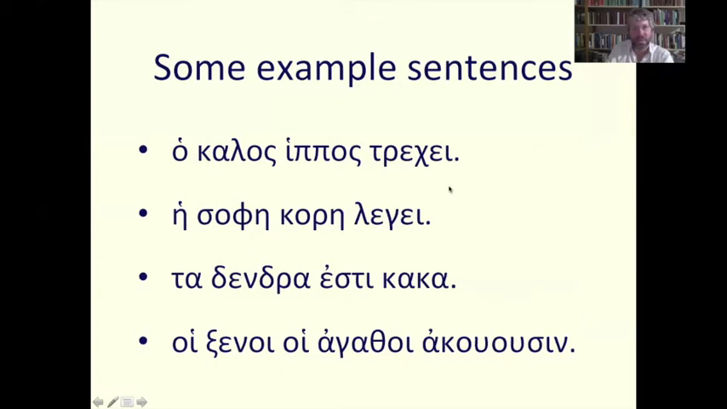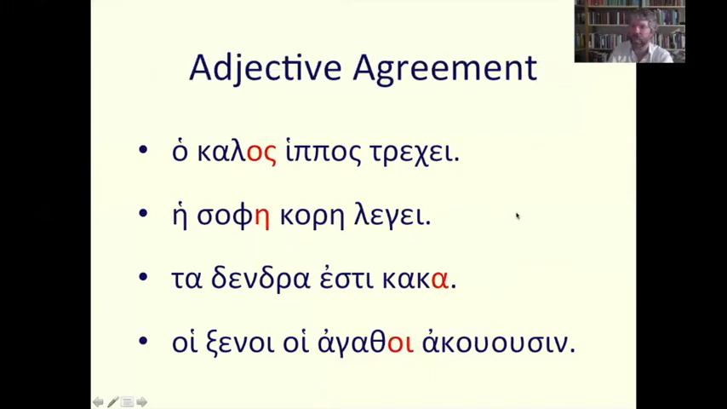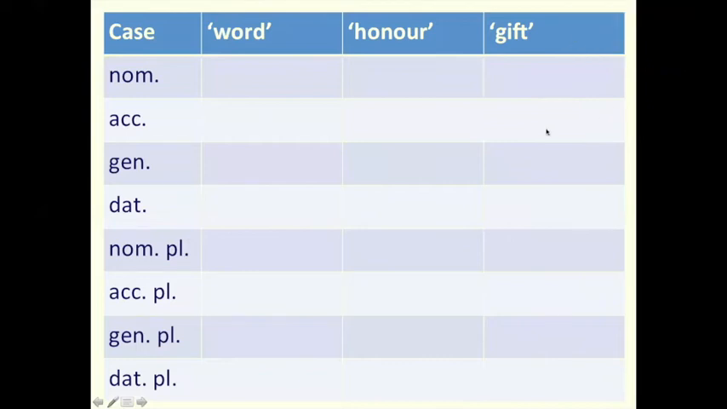So, looking at the sentences all together, you'll notice one interesting thing about these adjectives is that they didn't always have the same ending. Kalos ended in -os, but sophe ended in -e, kaka ended in -a, and agathoi ended in -oi. The rules that describe this change are known as adjective agreement. Before I go on to explain how that works, let's consider what forms these words can take in general. So I'm going to bring up a table. The first thing you'll notice about this table is that we're actually going to look at some different words.